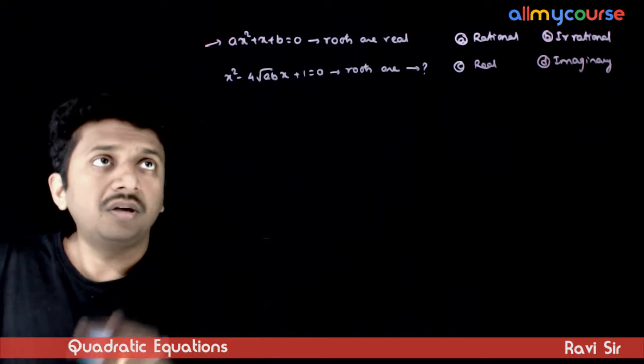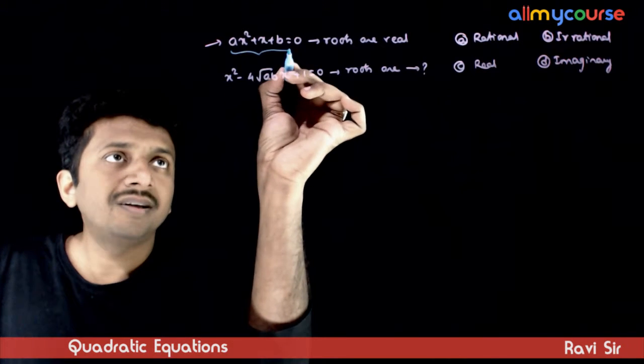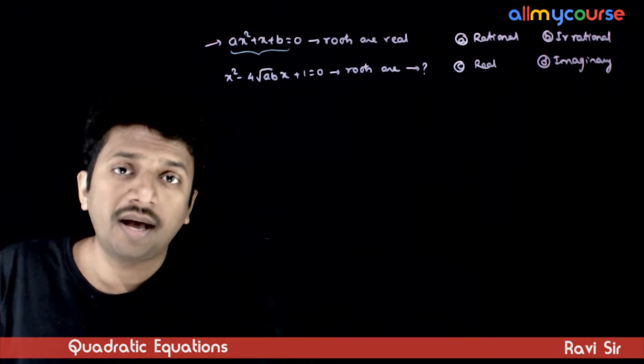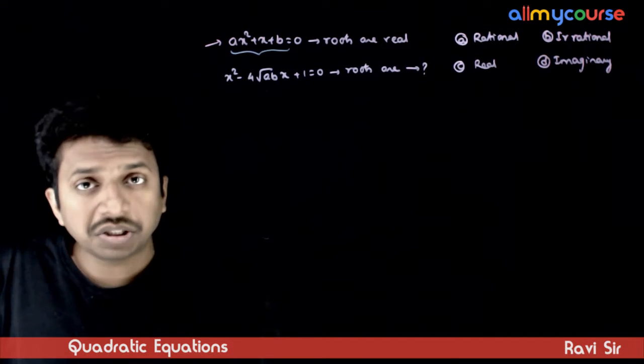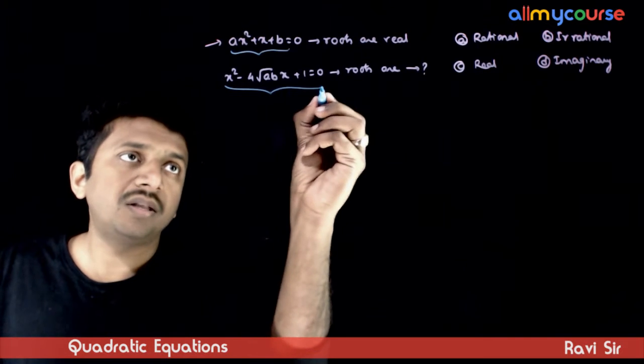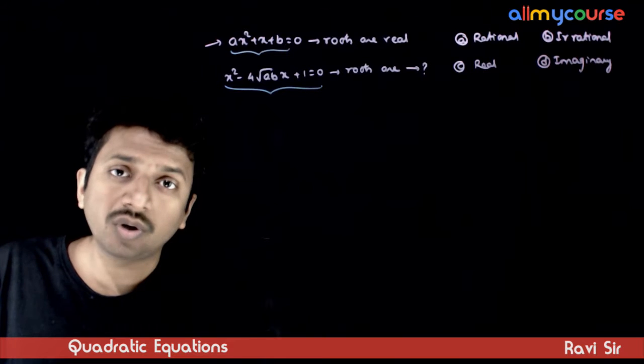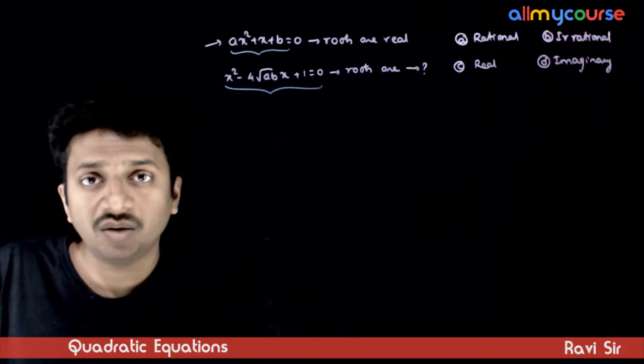In this question, you're given that the roots of ax² + x + b = 0 are real. If that is so, what can you say about the roots of this equation? x² − 4√(ab)x + 1 = 0.